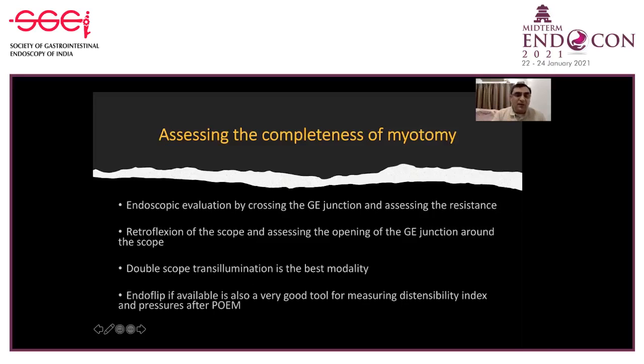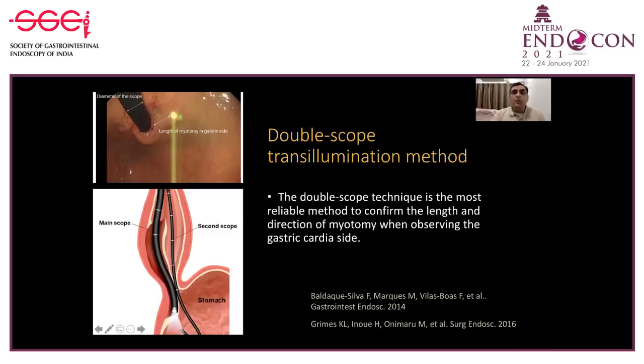This is, I feel, the most effective tool, which so far is not very easily available in India, and we are not doing this. But if it is available, this will alter the recurrence rates in POEM, because this is very important. Double scope transillumination, as shown by Haru Inoue, is the most reliable method to confirm the length and direction of the myotomy when observing the gastric cardia.